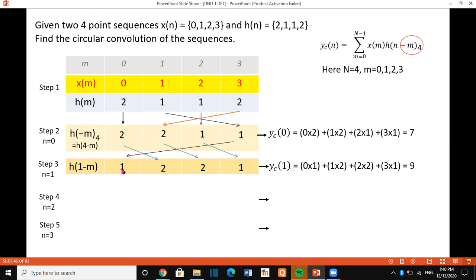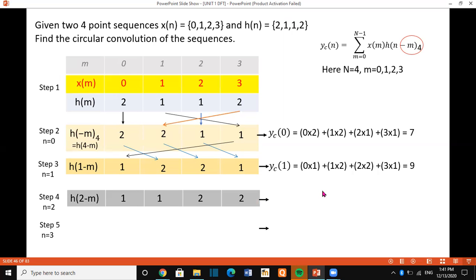So what we will get, sorry, this yellow over here, so 0 multiplied with 1. So again, 1 multiplied with 2, 2 multiplied with 2, and 3 multiplied with 1, okay. So what we'll get over here is 0 into 1, 1 into 2, 2 into 2, and 3 into 1. And since there is a summation sign over here, we have to add all these values. Okay.